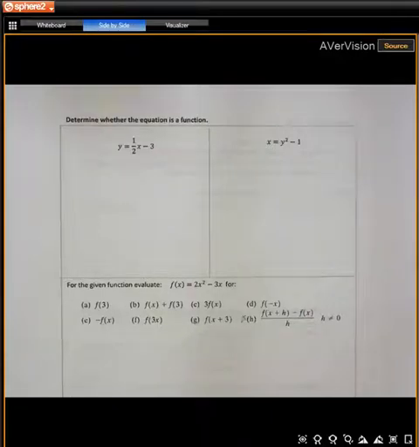All right, so who remembers how to tell if an equation is a function or not? If you don't mind showing yourself too, that would be great. No one remembers?